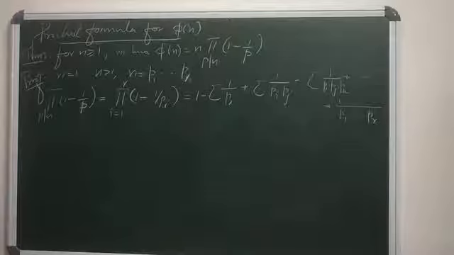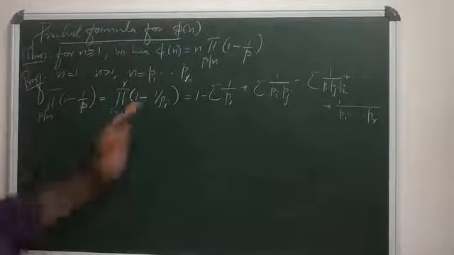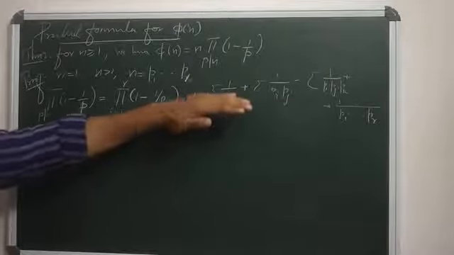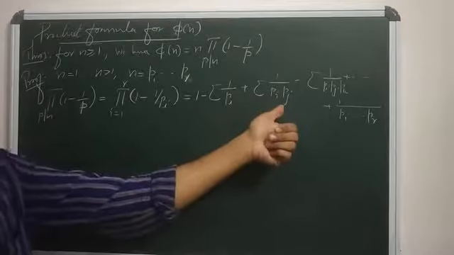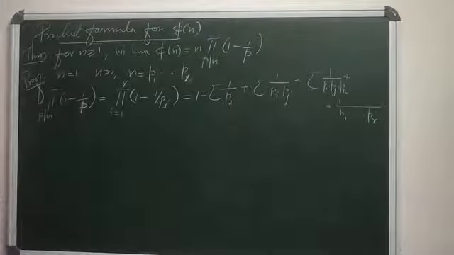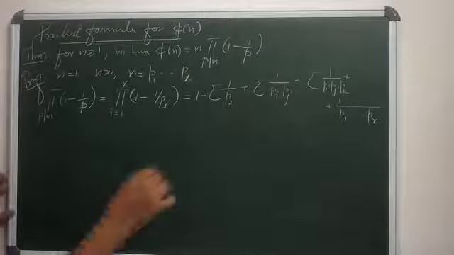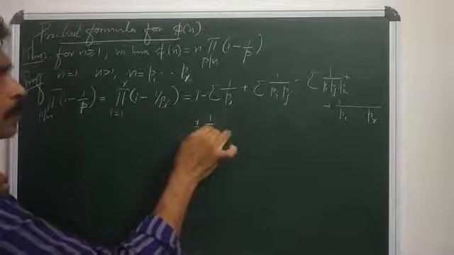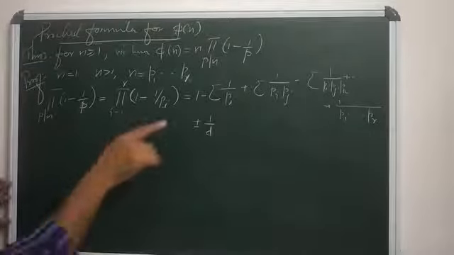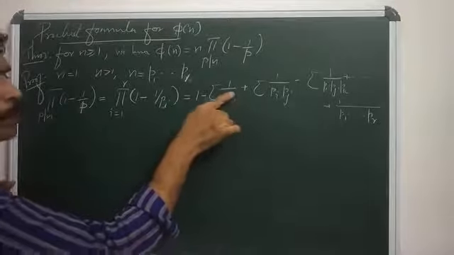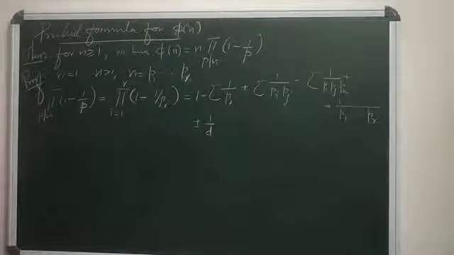Also, each term on this right side, 1 minus sigma pi plus sigma pi pj minus sigma pi pj pk, etc. Each term on the right side is of the form plus or minus 1 by d, where d is a divisor of n, which is either 1 or a product of distinct primes.